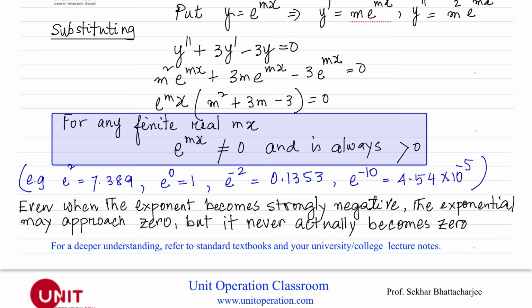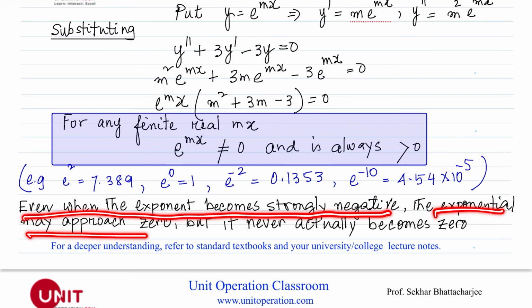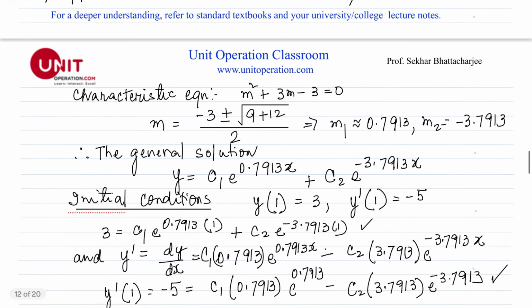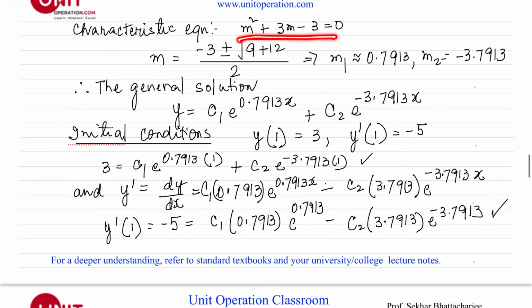So, of course, this is what we get, and we know e to the power mx can never be equal to 0 and is always positive. Just as an example, e squared is this value, e to the power 0 is this value, e to the power negative 2 is such a small value, e to the power negative 10, we see what a small value. So even when the exponent becomes strongly negative, the exponential may approach close to 0, but it never actually becomes 0.